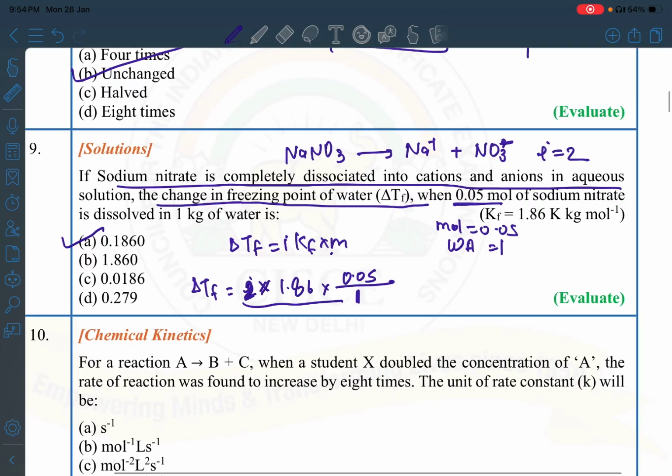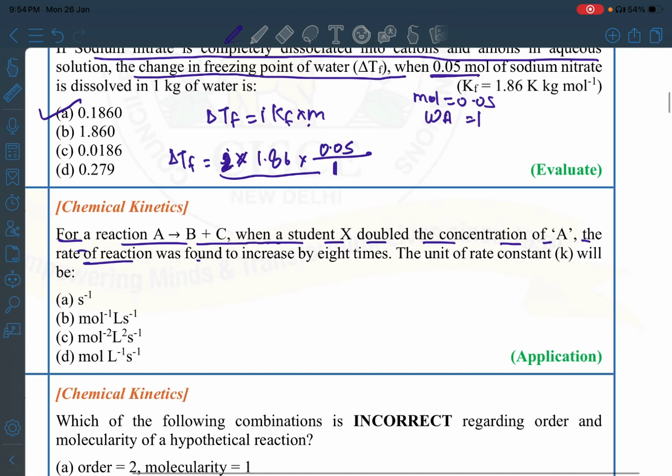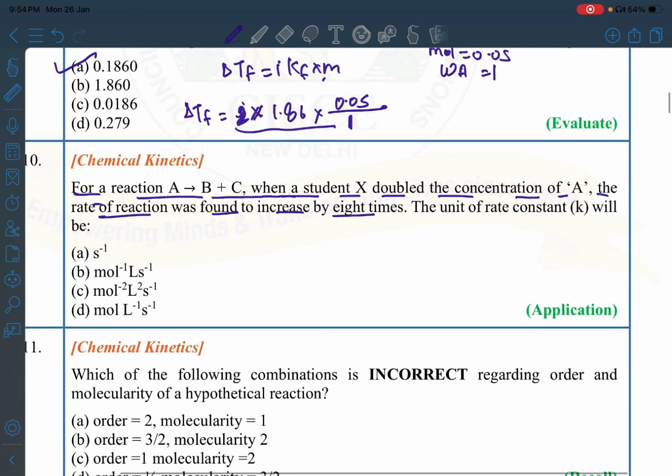0.1860. Okay, this is question number 9. Then question number 10. For the reaction A converted into B plus C, when a student doubles the concentration of A, the rate of reaction was found to increase by 8 times. Okay, so rate of reaction is equal to K A to the power n.